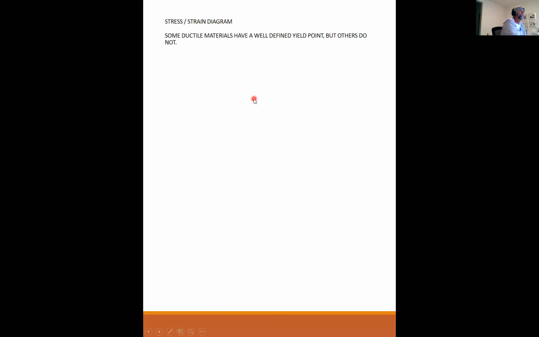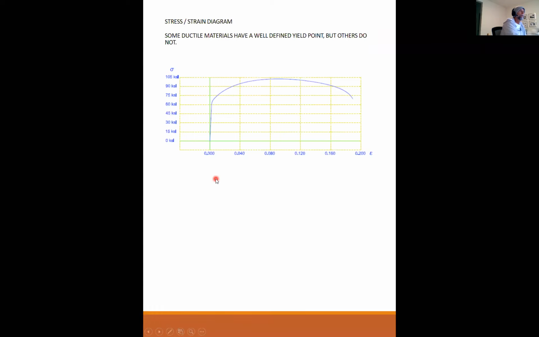Some ductile materials have a well-defined yield point, but others do not. What I'm showing here is a stress strain plot for some high strength steel. Actually, I think it was something like A325 or A490 bolts, which are high strength steel. They are considered ductile. It is a ductile material, but it does not exhibit a well-defined yield plateau. At no point along this curve did it flatten out for a while and then build up again.